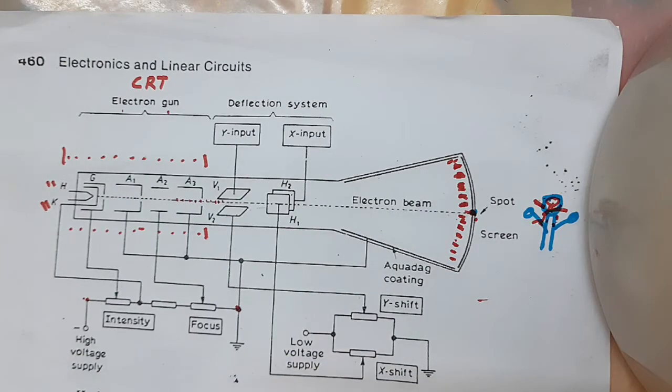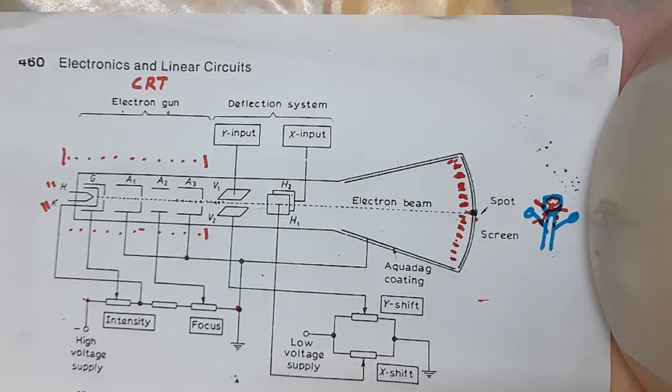Now, this is our 7th lecture in paper EL 5503, unit 2 CRO.